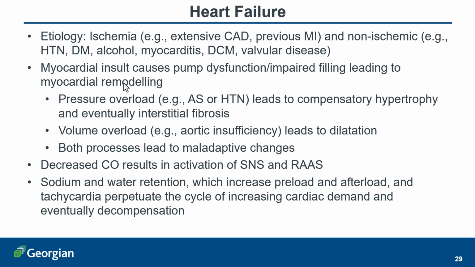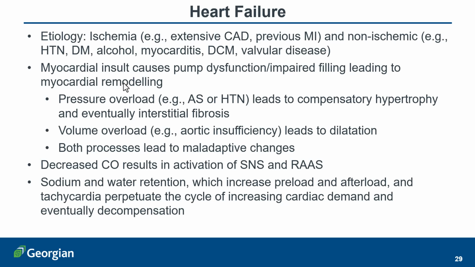Let's just focus upon a myocardial insult, such as a myocardial infarction, that will cause dysfunction of the ventricles or alternatively impaired filling, leading to myocardial remodeling. So myocardial remodeling actually makes things worse. That's something to be avoided. The activation of the renin-angiotensin-aldosterone system, as well as the activation of the sympathetic nervous system, can lead to pressure overload. So especially if there is ankylosing spondylitis or hypertension, that leads to compensatory hypertrophy and eventually pressure overload and resulting fibrosis of the interstitial tissues, or interstitial fibrosis.